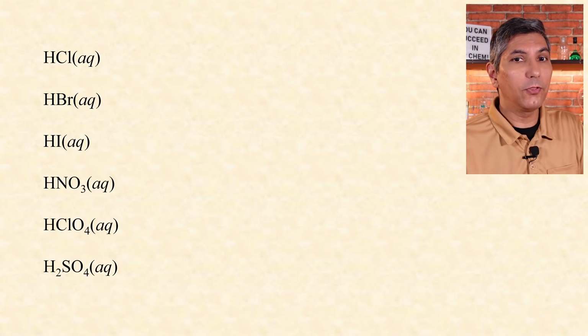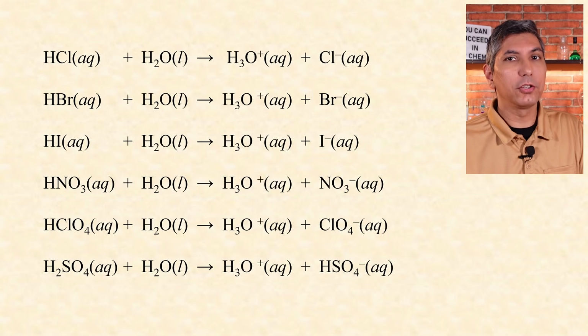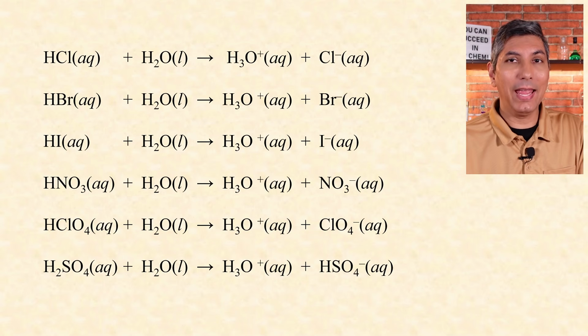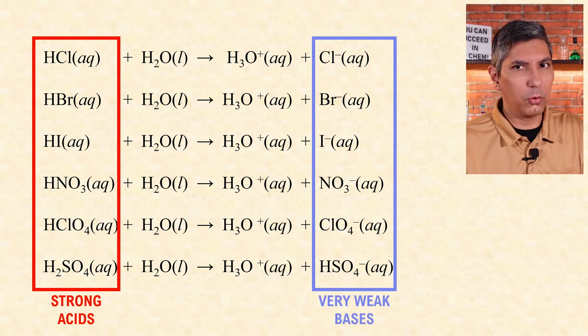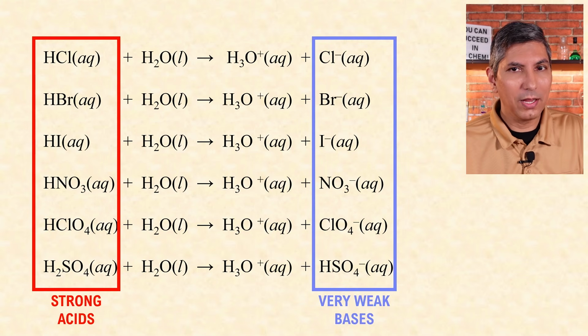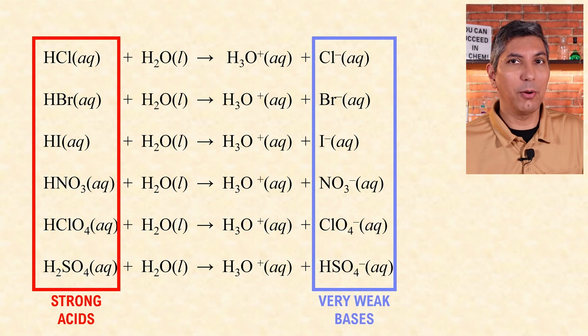Like all acids, these strong acids react with water to produce hydronium ions and their conjugate bases. And since these are strong acids, their conjugate bases are very weak. In fact, they're so weak that they're really bases in name only.